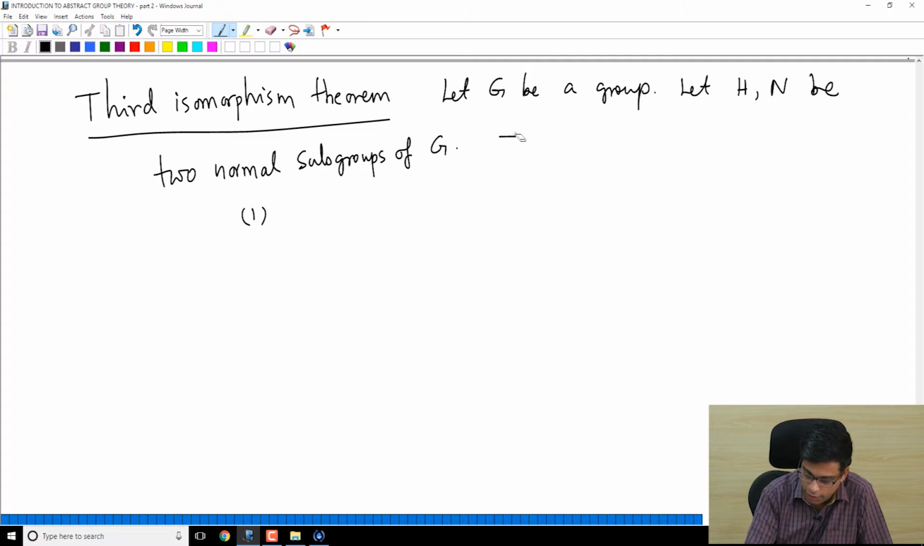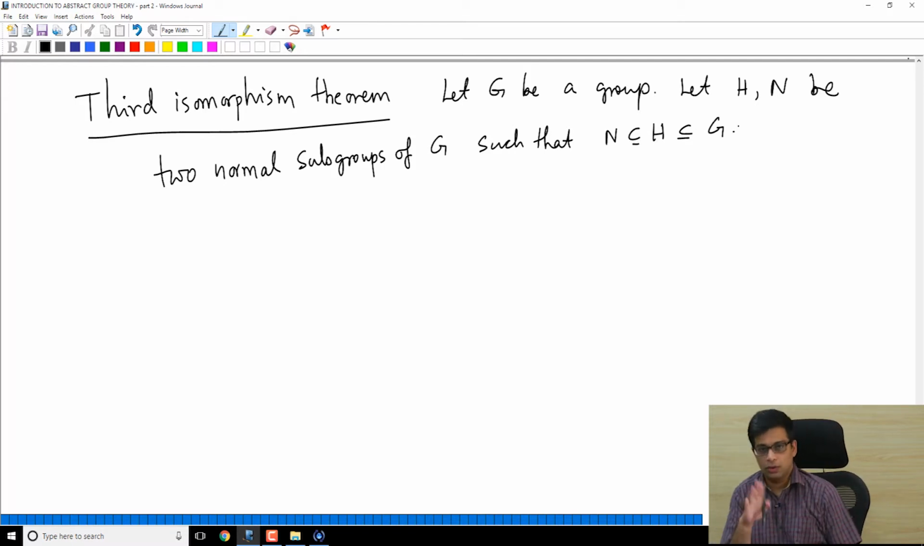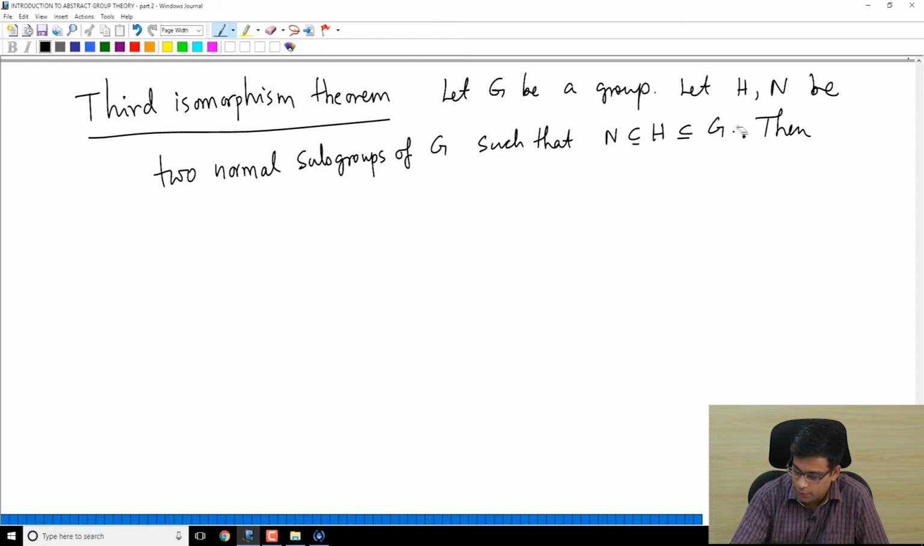So actually I should write: let H and N be normal subgroups of G such that N is contained in H and H is contained in G, of course. So I am taking two subgroups, one containing the other. N is contained in H and both are normal. N and H are both normal in G. Then we have two statements.